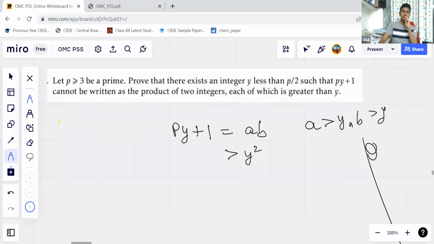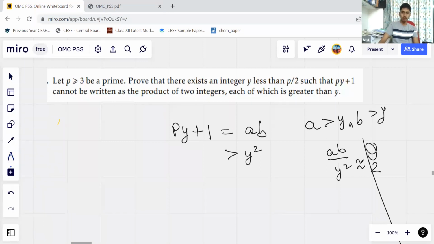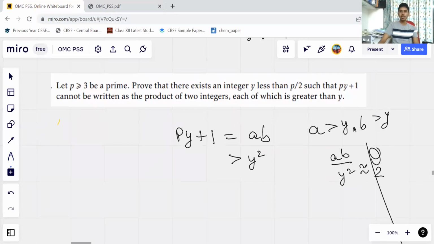But it also does somewhat mean that since y is around p by 2, we should expect this value ab by y square to be around 2 or less than 2. So a and b are greater than y, but they're not too much greater than y. Okay. This is from Arizona. Makes sense. Russia has nice problems.